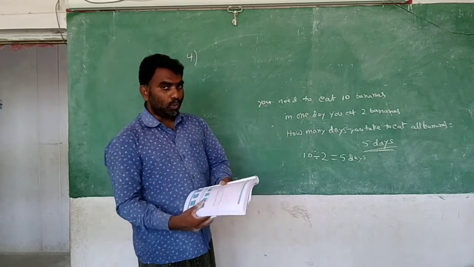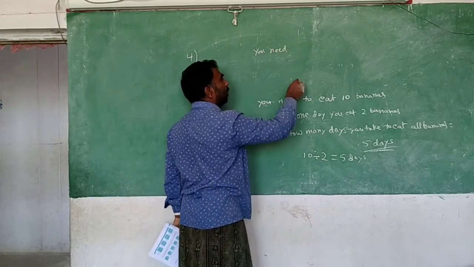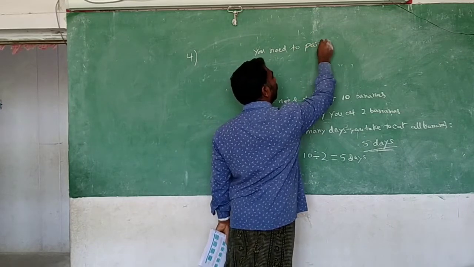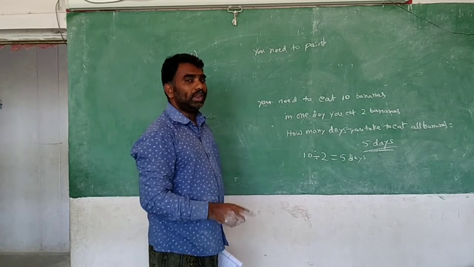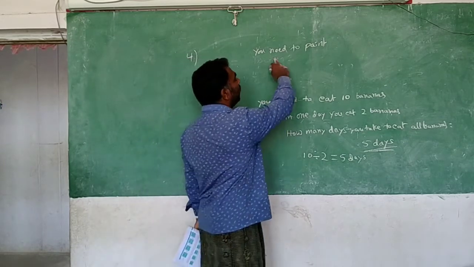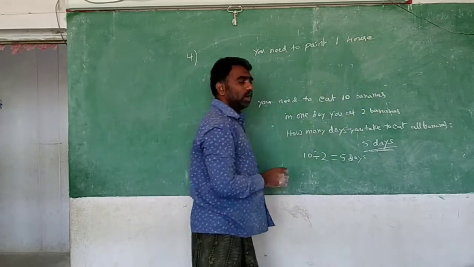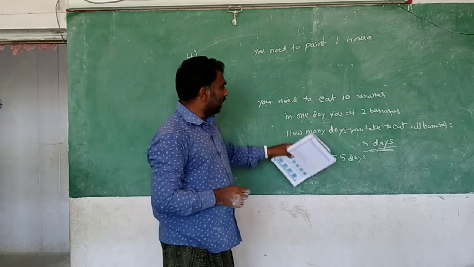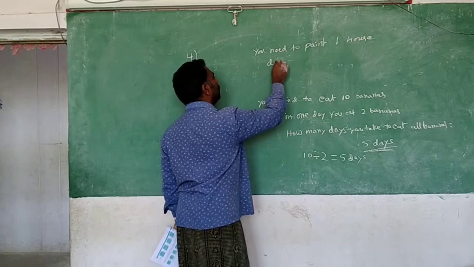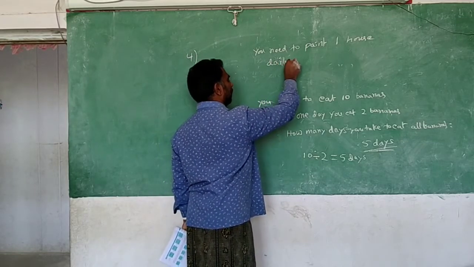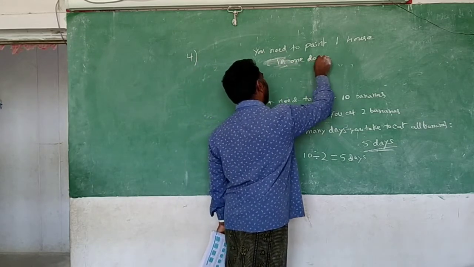You see, what we need to do is paint one house. You need to paint one house. Here, daily you were eating some bananas; like that, here daily how much work can he do? He has given it here: daily, meaning in one day. In one day, how much can you paint?